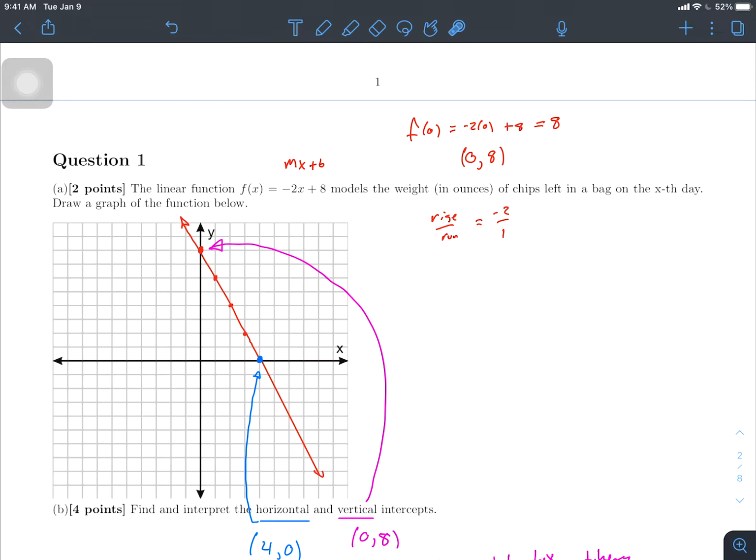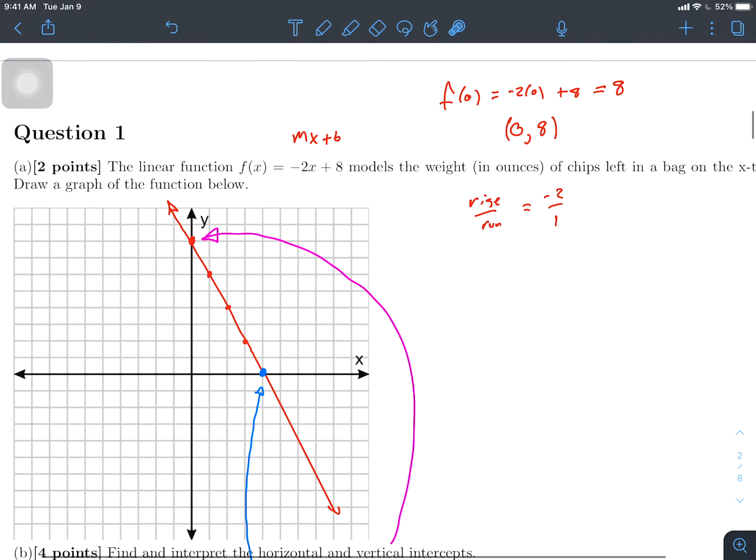So for this problem, we have the linear function f of x equals negative 2x plus 8, and it's modeling the weight in ounces of chips left in the bag on the xth day. We're supposed to draw a graph of this function below. The way I drew this graph was they gave us the function already in slope-intercept form. If they give it to us in slope-intercept form, then it's pretty easy to graph because I already have the y-intercept, or the vertical intercept, right?